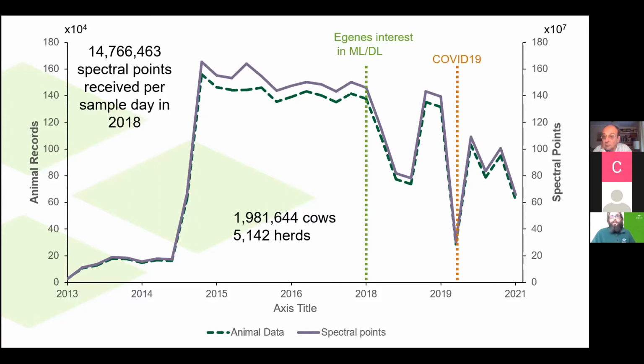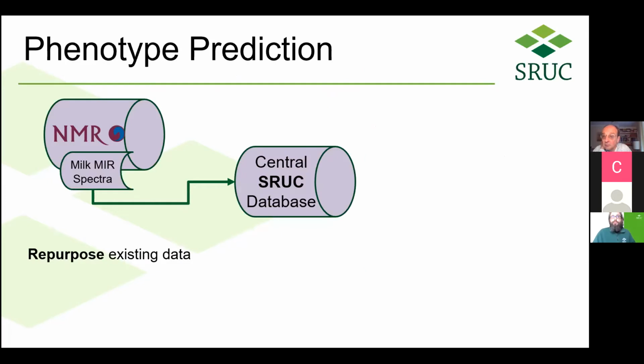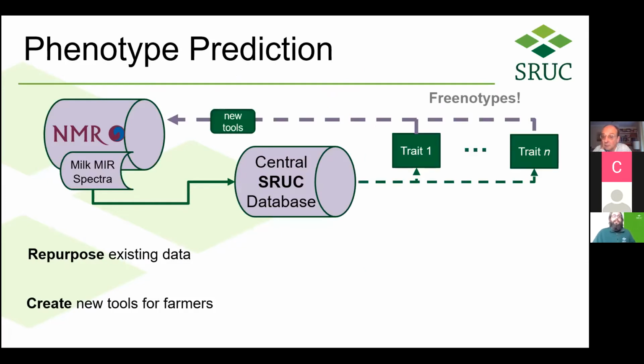I'll just put in here that the data stream was interrupted because of COVID-19, but now that the country is starting to open back up, the data streams are returning to normal. As I said, we've got data going back to 2013, and we can use that data to create new tools for farmers. We're calling these new phenotypes because they're phenotypes that we can predict using data that we already have, so we don't have to spend any money collecting anything. All we're really doing is spending the money to maintain the servers that store all this information.